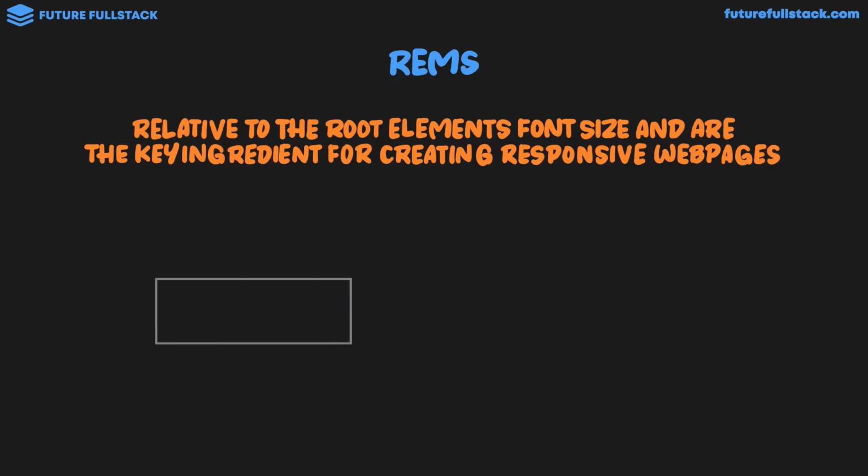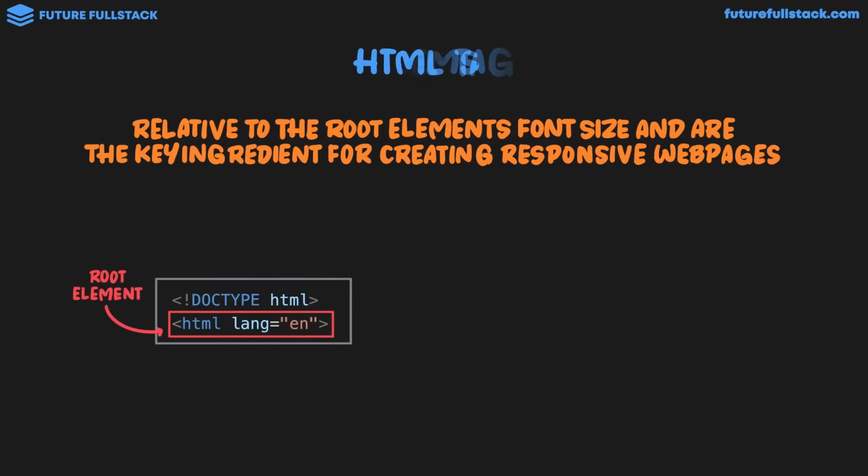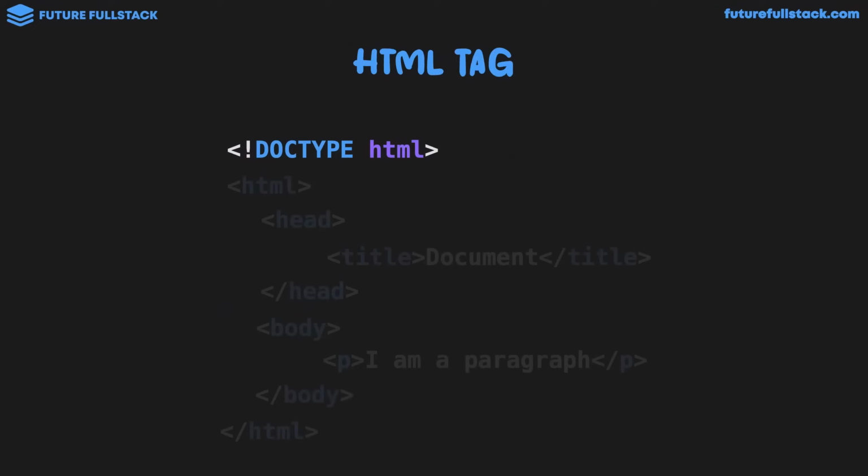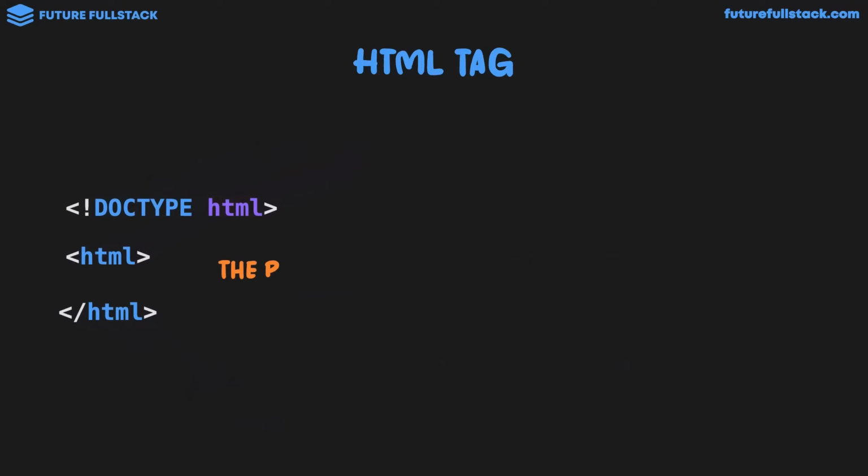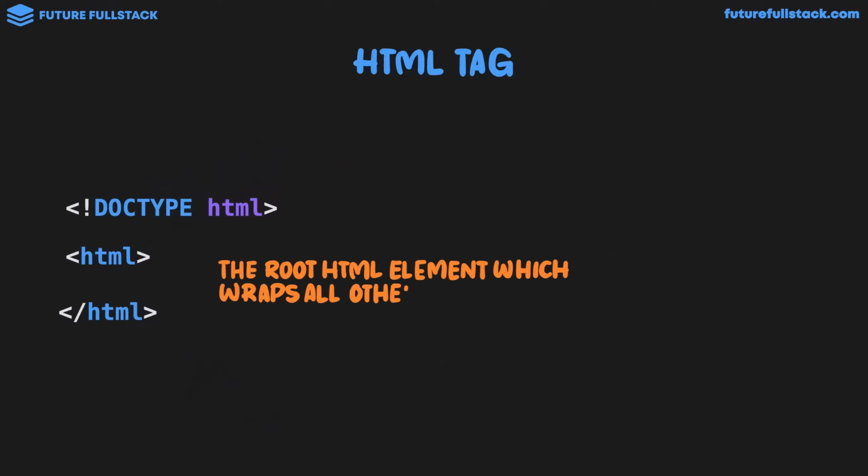As a reminder, in our HTML document, we have this HTML tag, which we call the root element. Back in the HTML full course, I spent a chapter on document structure, and you can see over here are these HTML tags. This is the root HTML element which wraps all other elements. It's the same as a book cover wrapping all the pages. In HTML, it's the tags that wrap all the other content.